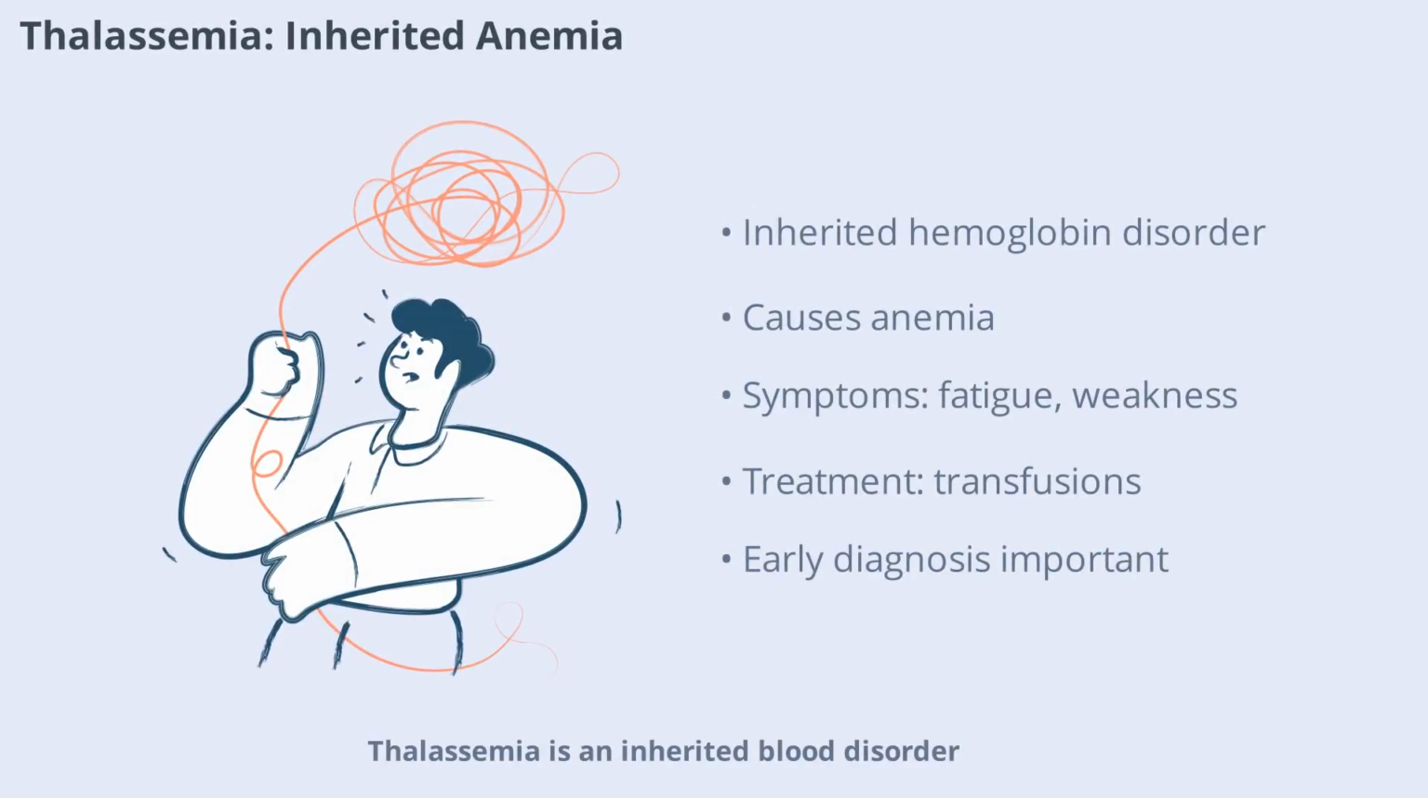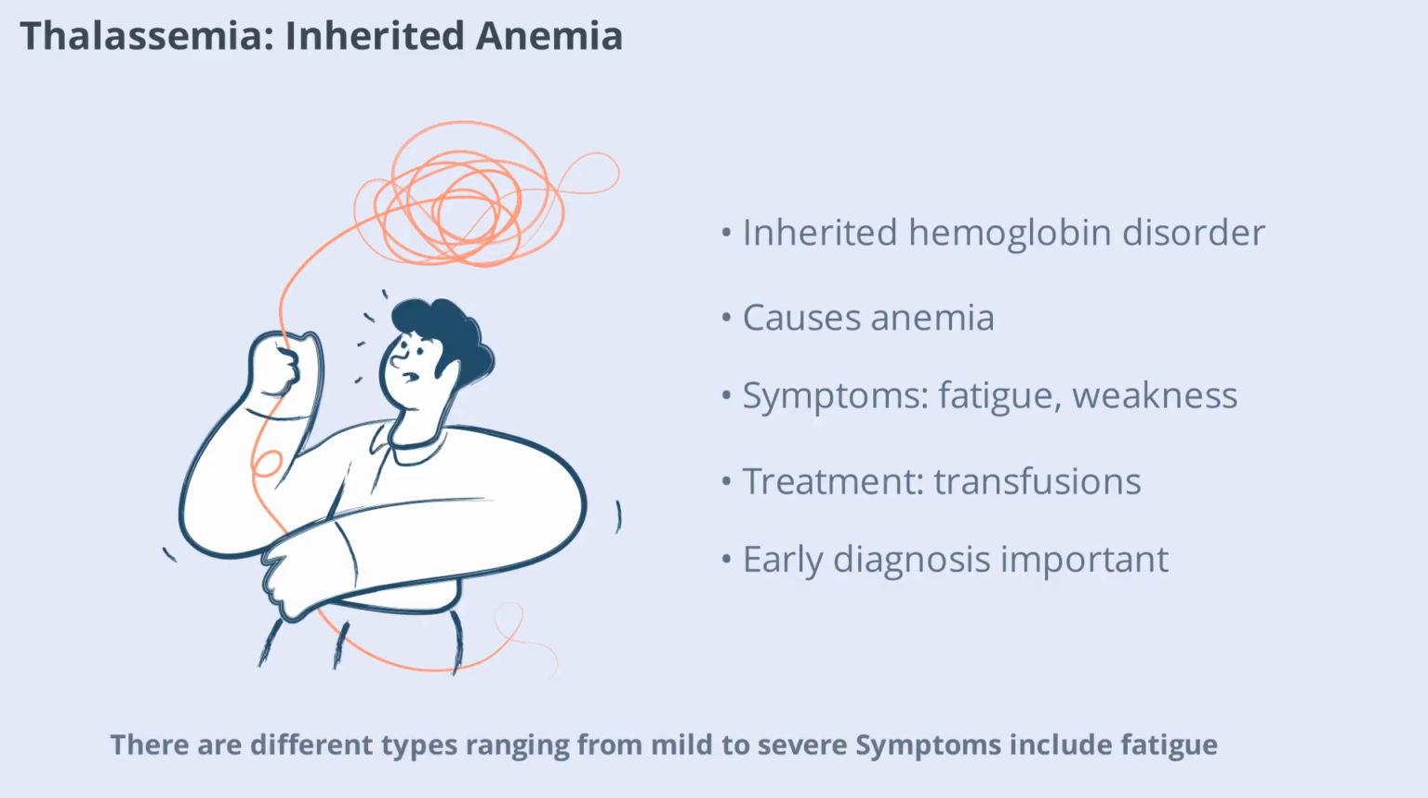Thalassemia is an inherited blood disorder that affects the production of hemoglobin, leading to anemia. There are different types ranging from mild to severe. Symptoms include fatigue, weakness, and bone deformities.